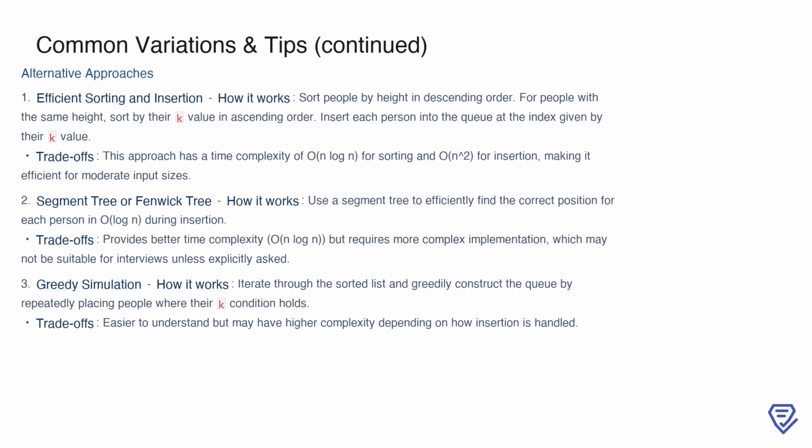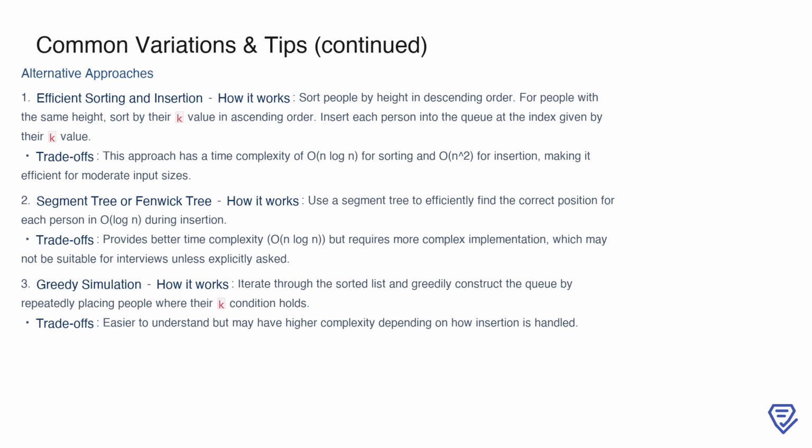Another option is using a segment tree or Fenwick tree. These data structures allow you to efficiently find the correct position for each person during insertion, reducing the overall time complexity to O(n log n). However, implementing these structures is more complex, which may not be ideal for an interview unless specifically requested.